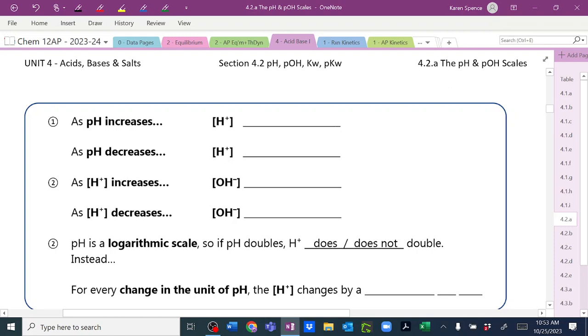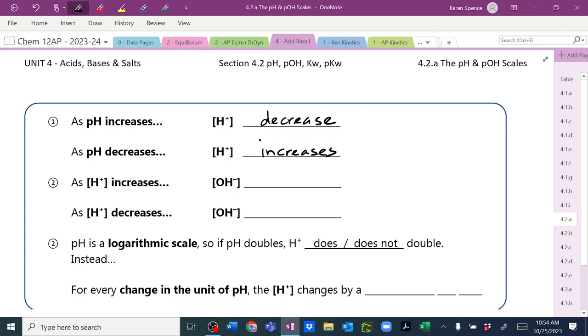As pH increases, what happens to hydrogen ion? Decreases. As pH decreases, hydrogen ion increases. Now here's a tricky one. As hydrogen ion concentration increases, what happens to the concentration of OH minus?